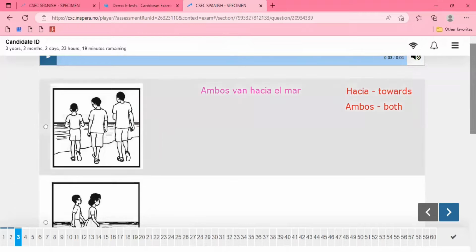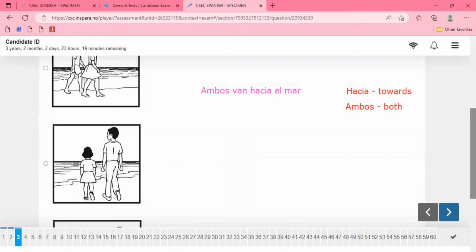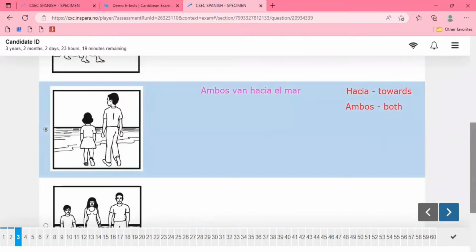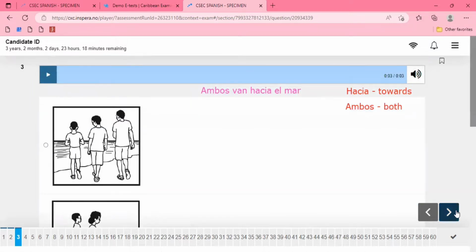So here we see 3 people. Here we see 2 people, but we don't know if they're technically walking towards the sea because of the direction that they are walking towards. And so I'd say the best option would be C, because when we use both, we usually refer to 2 people, and we can see the direction that they're turned to, which is directly facing the sea. And then these 3 are walking away from the sea. All right.